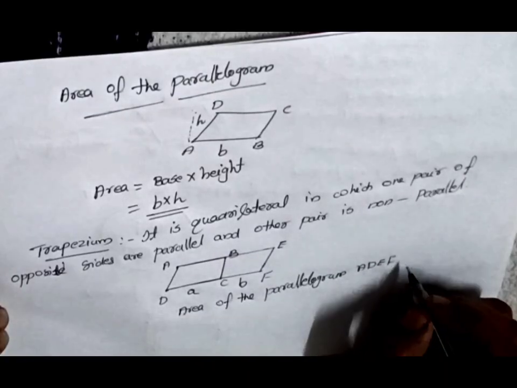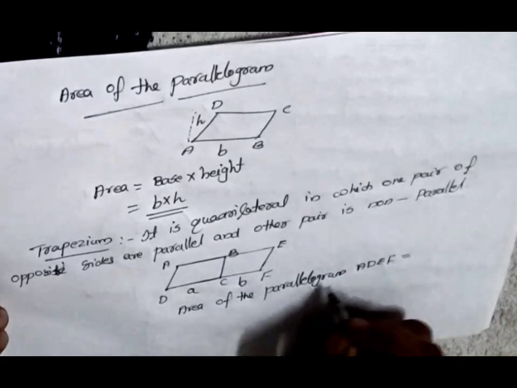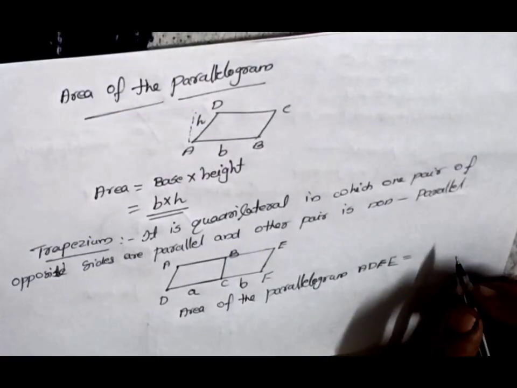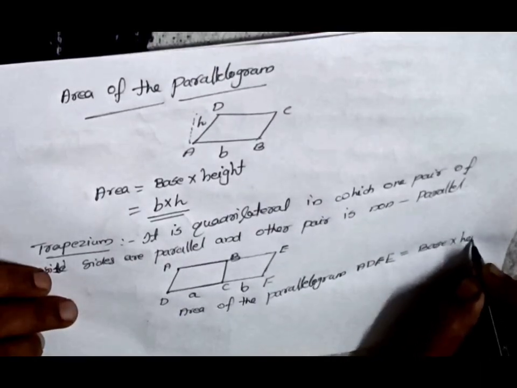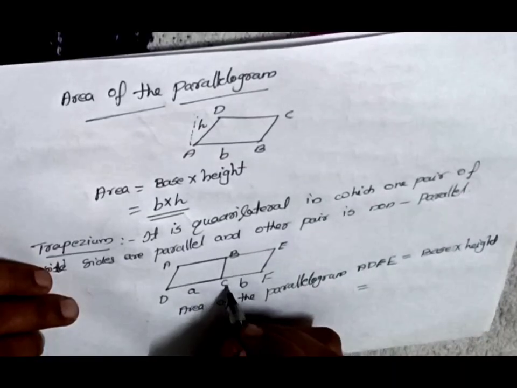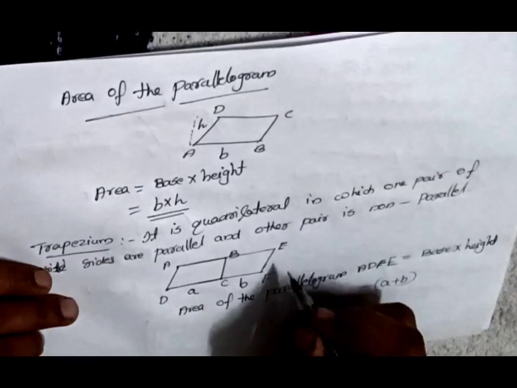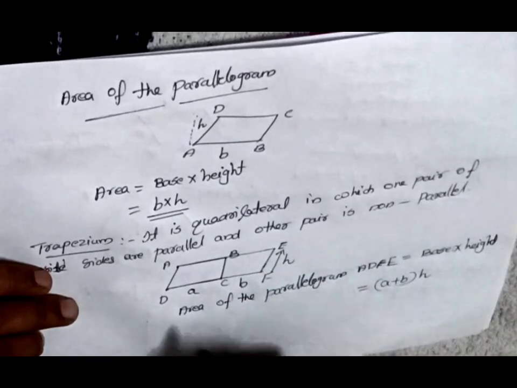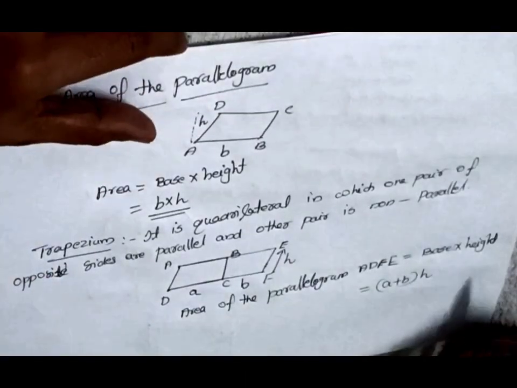How can we consider the area of the parallelogram ADFE? It is equal to base into height. Here the base is DC, which is A, plus CF, which is B. Therefore, the total length of the base is A plus B, and the height is taken as H. So the area of the parallelogram ADFE equals base into height, which equals A plus B into H.